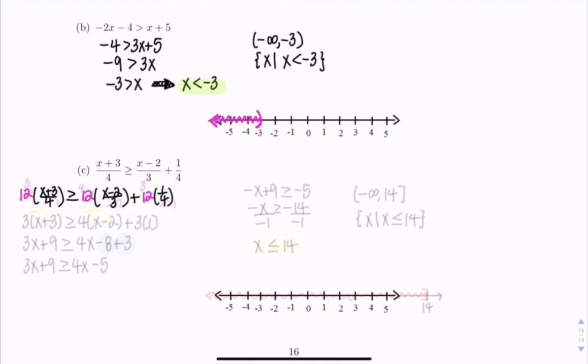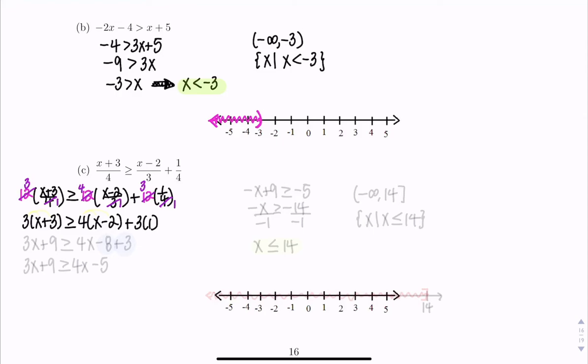So when we do this, we end up canceling out the fractions. Between 12 and 4, you have a 1 on the bottom and a 3 on the top. Between 12 and 3, you have a 4 on the top and a 1 on the bottom. And between 12 and 4, you have a 3 on the top and a 1 on the bottom. So my new inequality looks like 3 times (x plus 3) is greater than or equal to 4 times (x minus 2) plus 3 times 1. This looks so much better than what we started with.